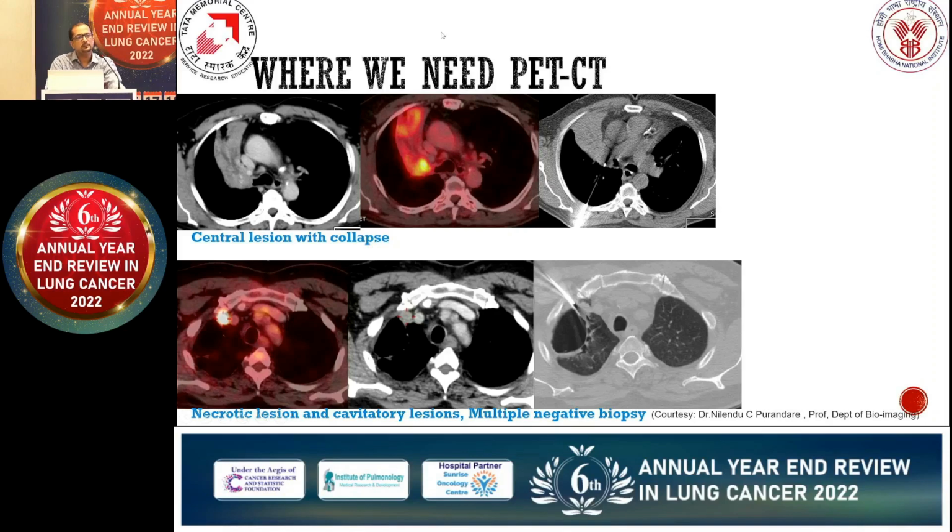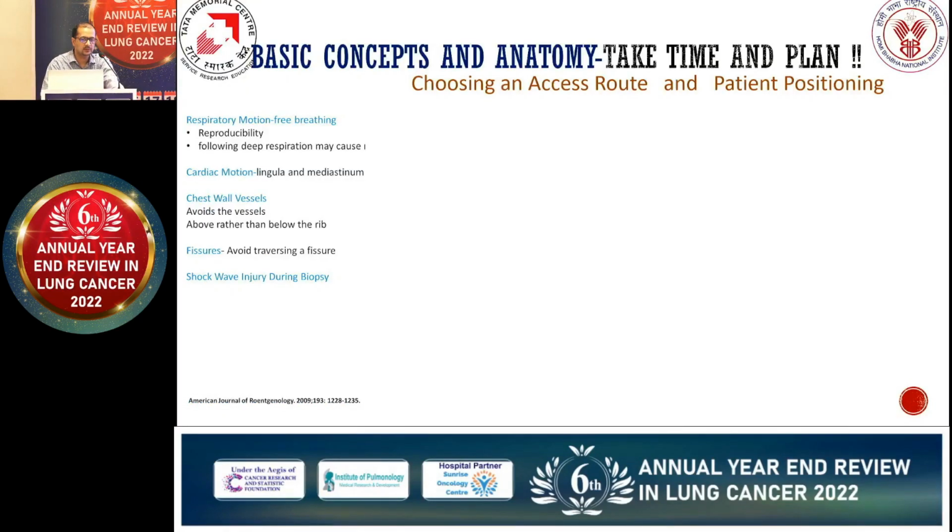Where do we need PET CT guidance? Whenever there is a small nodule or small lesion which can be easily detected on CT scan, that is the time when the biopsy needs to be done, either through an anterior approach, anterolateral through a collapsed lung, or a posterior approach. And whenever there is a cystic lesion with a solid enhancing nodule along it, that is the time when these biopsies are very helpful, because we need to target those areas rather than the cystic area.